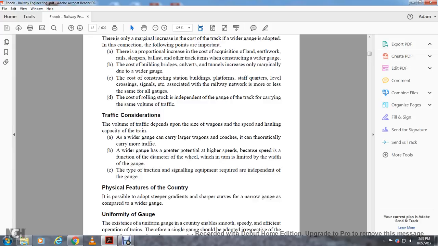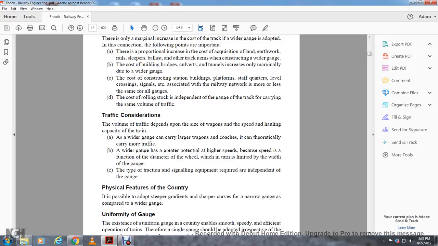Traffic consideration. Volume of traffic depends on the size of the wagon, speed and hauling capacity of the train. The wider gauge can carry larger wagons and coaches and theoretically carry more traffic. The wider gauge has greater potential for higher speed because speed is a function of the diameter of the wheel, which is limited by the width of the gauge.